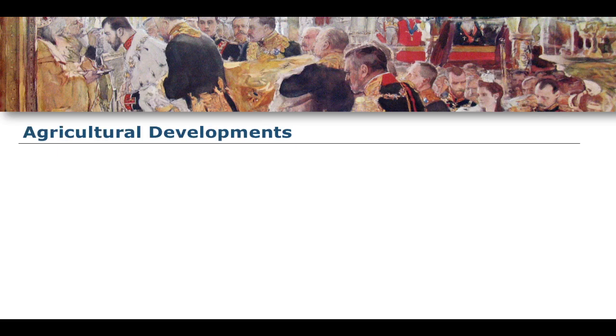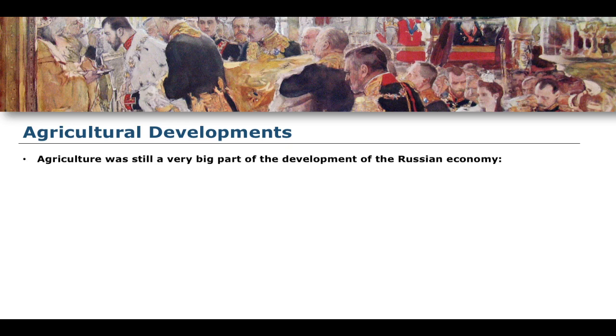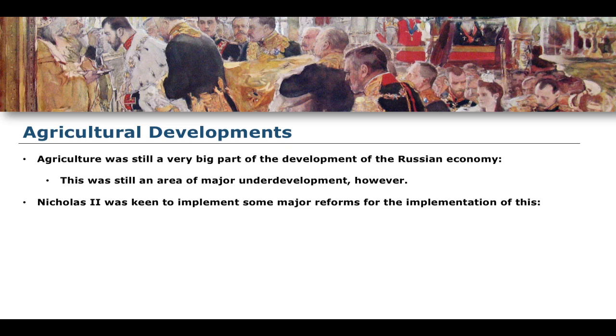By contrast then, let's think about agricultural developments instead. The agriculture was still a very big part of the development of the Russian economy. It was still a major area of underdevelopment, however. So on the one hand, you have industry, which is things like factories and things like railways, steel, coal, iron, all these kinds of things. Agriculture, of course, refers to farming practices. This is the other part of the economy.